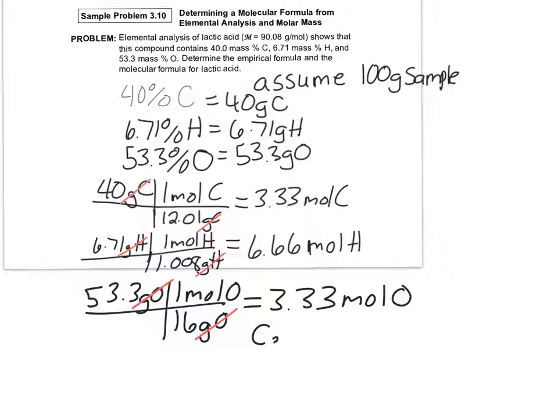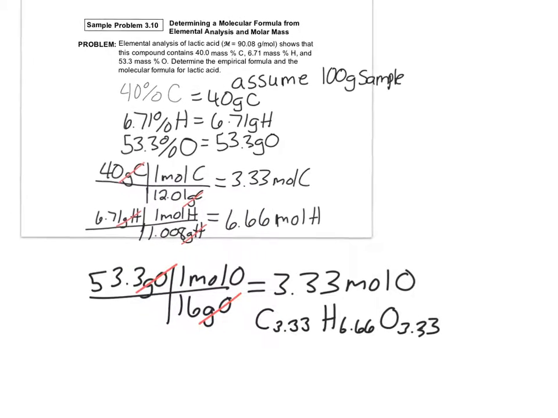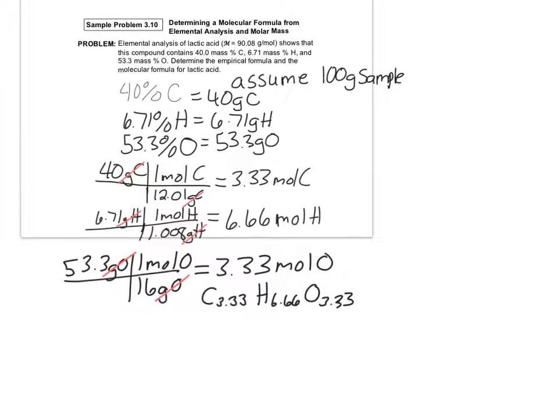And then we write our empirical formula using the decimal numbers. So I've got C 3.33, H 6.66, O 3.33. And I've got to determine which one is the smallest number. Obviously, it's 3.33, right? That's smaller than 6.66.